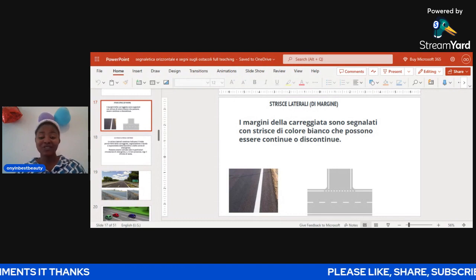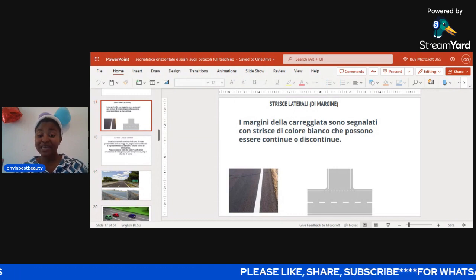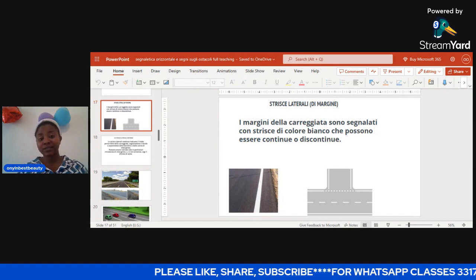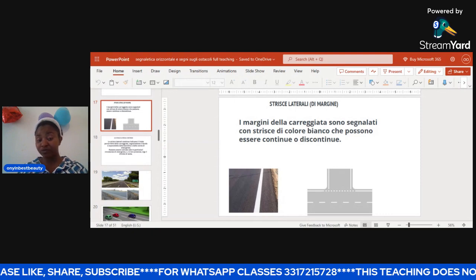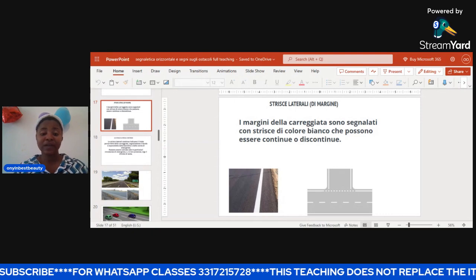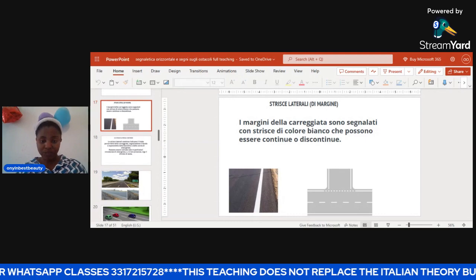So I will jump into the reason why we are here. Then of course we're going to see the types of Striscia Laterale, the sideline for the margin of the road, the types we will get. Okay, let us jump right into it.